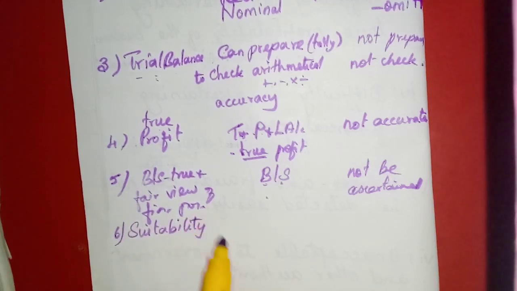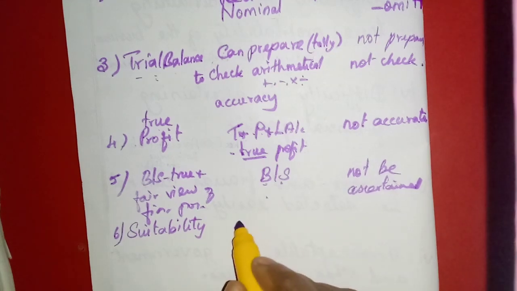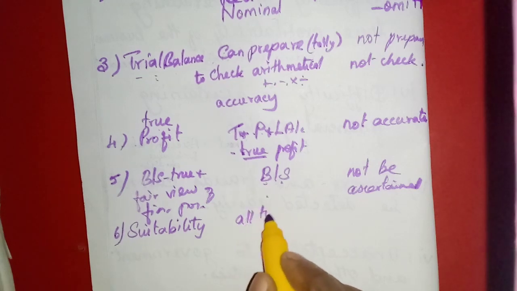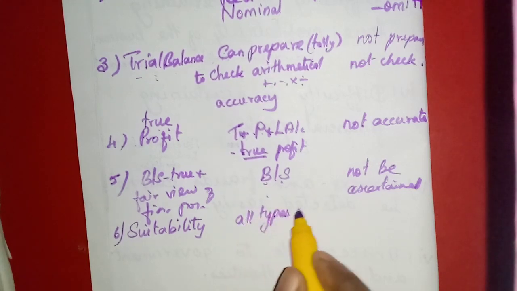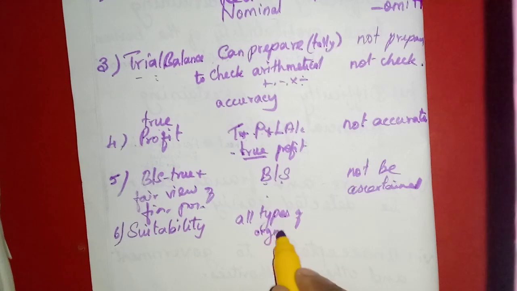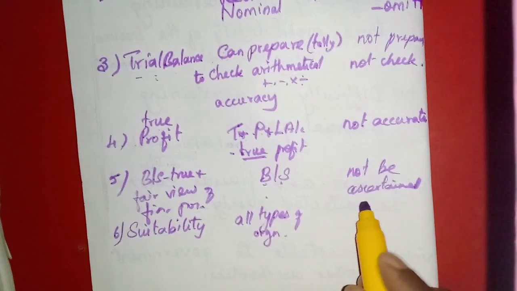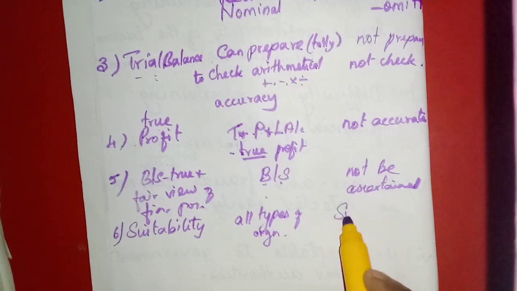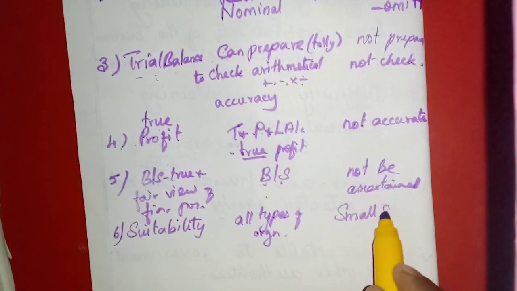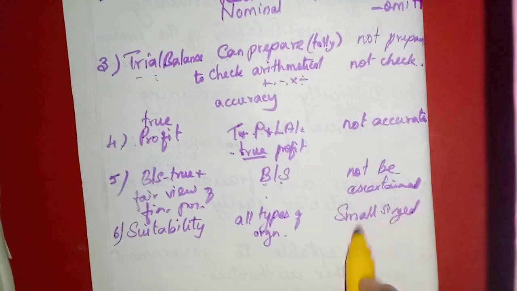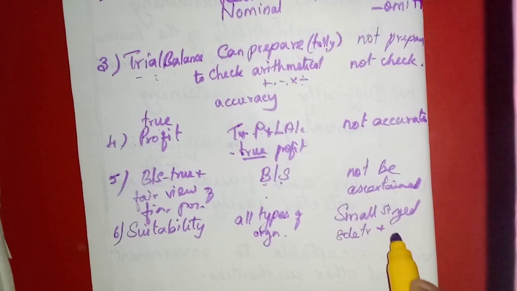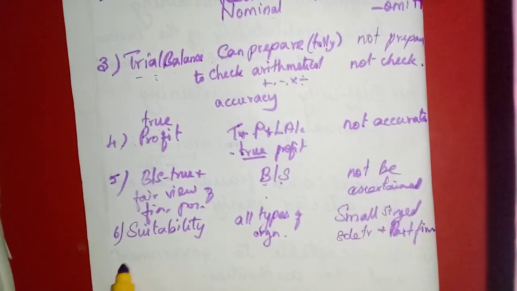Then the suitability, which we have learned before. The double entry system is suitable for all types of organization. Even a sole trader, anyone can follow the double entry system. But incomplete records are suitable only for small-sized sole traders and partnership firms. We have learned that already, isn't it? Sole trader and partnership firm.